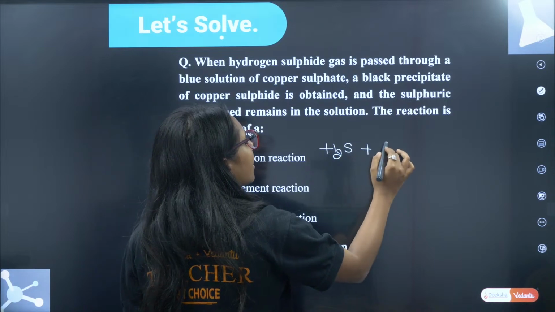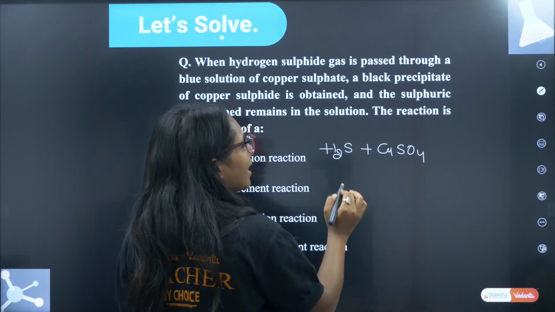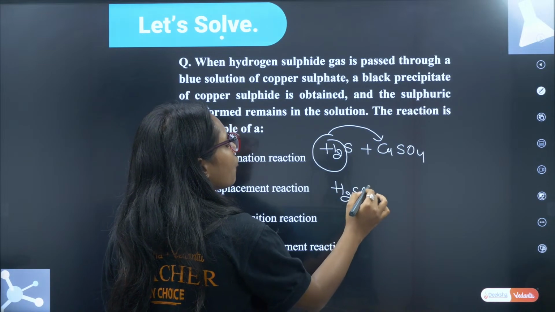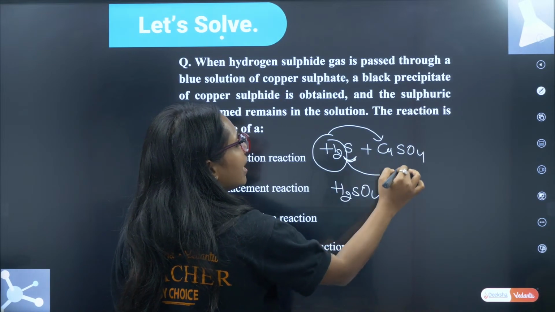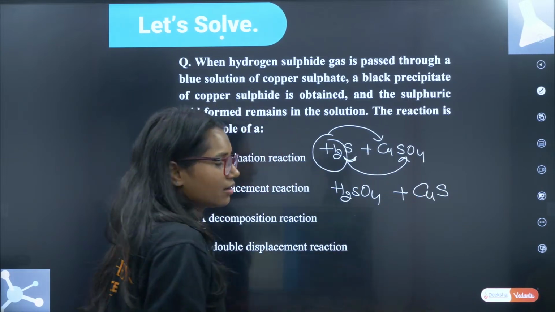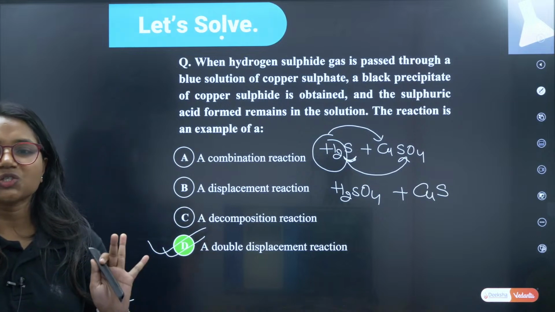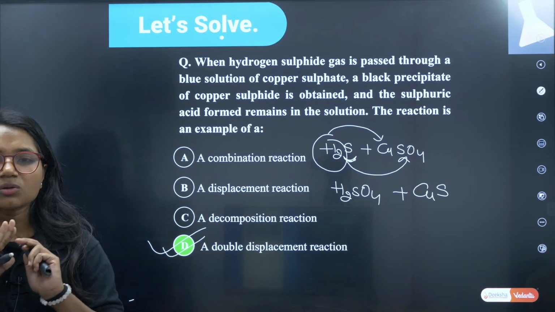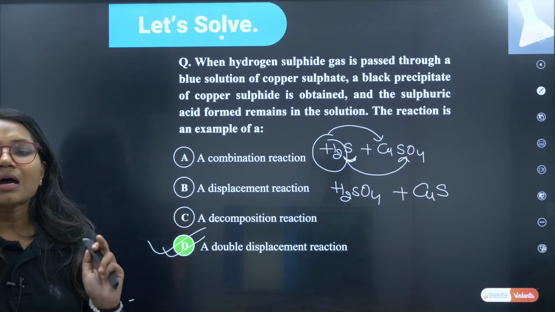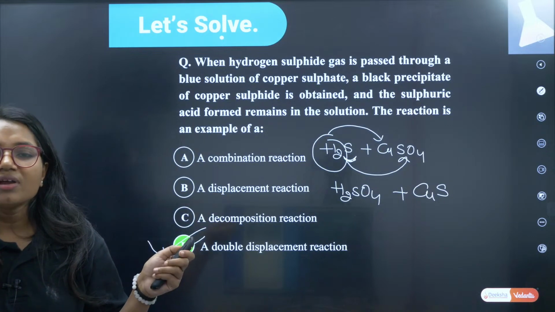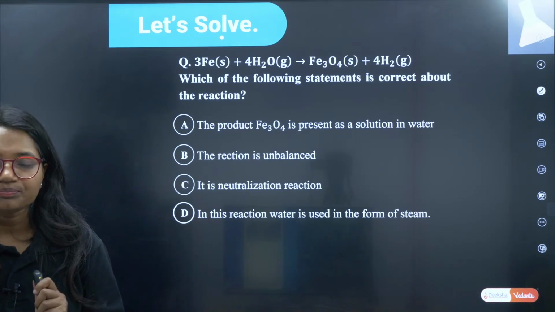Hydrogen sulfide is reacting with copper sulfate. Hydrogen is replacing copper forming H2SO4, and sulfur is replacing sulfate forming cuprous sulfide. It is a double displacement reaction. Understood, guys? Do give me a thumbs up if you have understood this question clearly. Very good, Harsha. Okay. So, here we are moving forward to the next question.